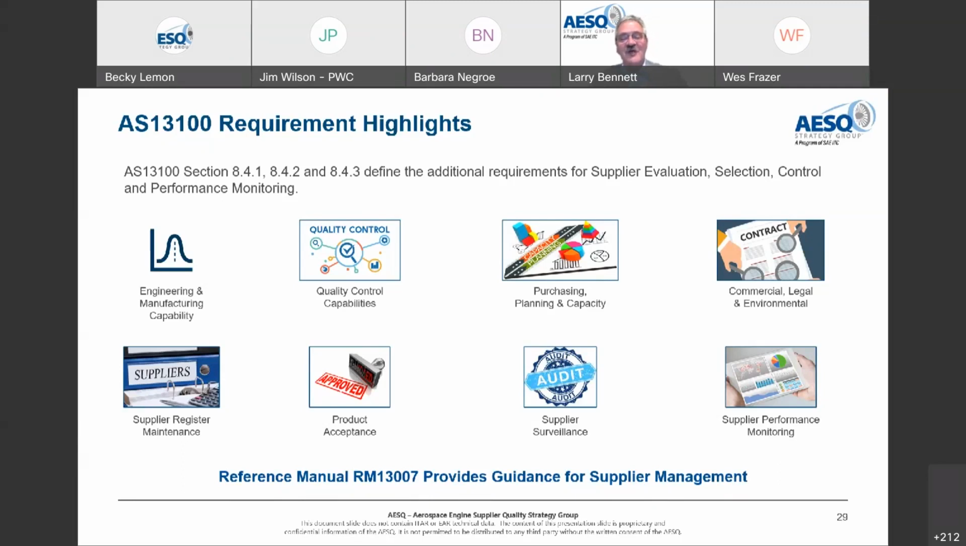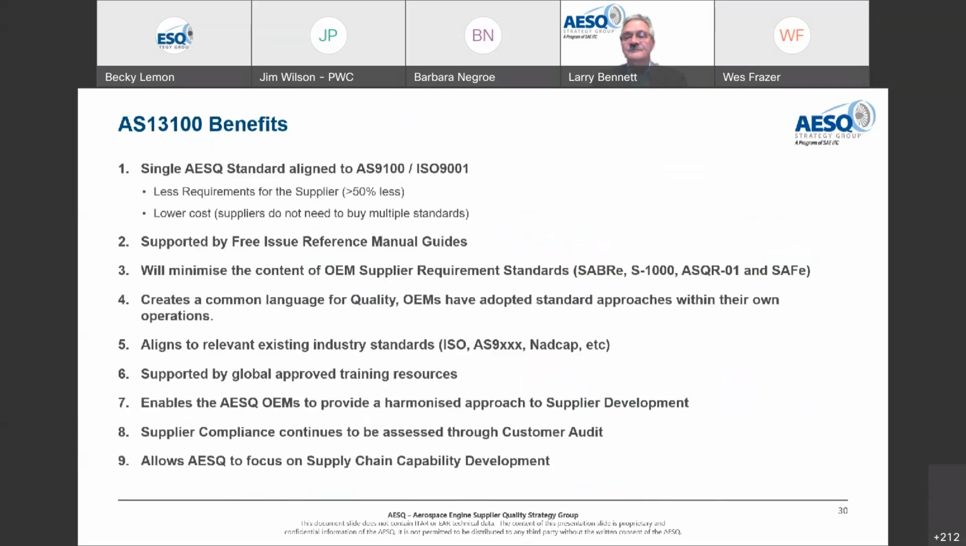Reference Manual RN 13007 gives guidance for best practices on supplier management. Next. And you can see a whole list of benefits. Don't need to go through all these. Single standard, suppliers only have to buy one standard, supported by all the free issue reference manuals. Just again, a wealth of information there, all free material. Minimize the content of OEM requirements, common language, supported by global training, and allows the AESQ to focus on supply chain capability development. Next.